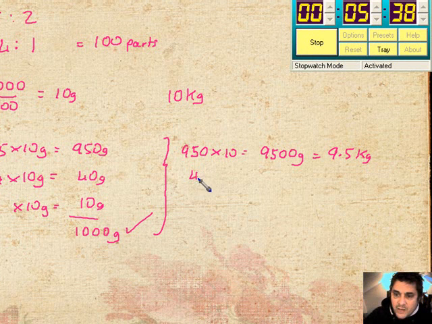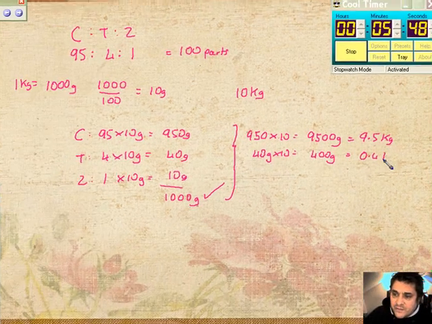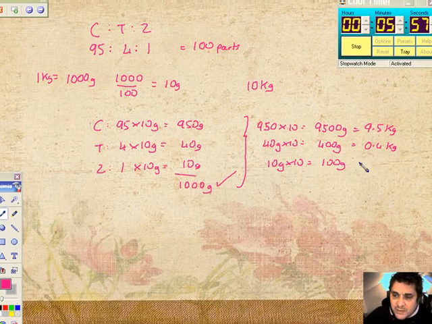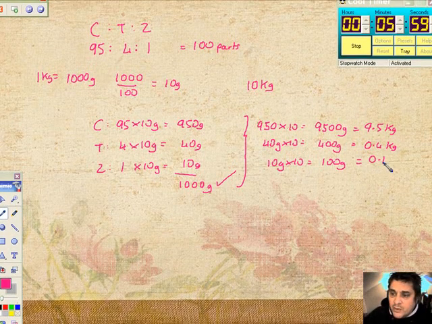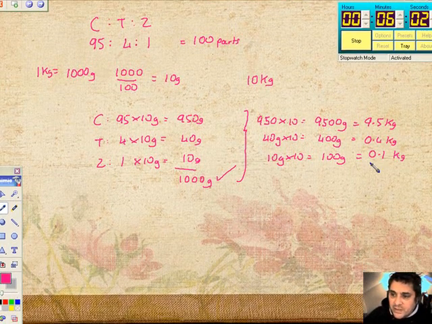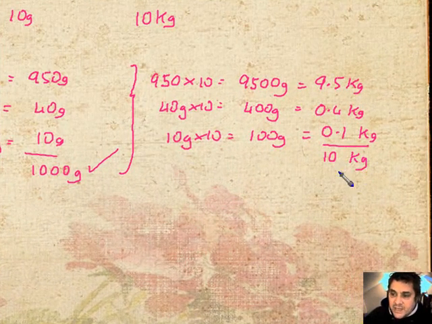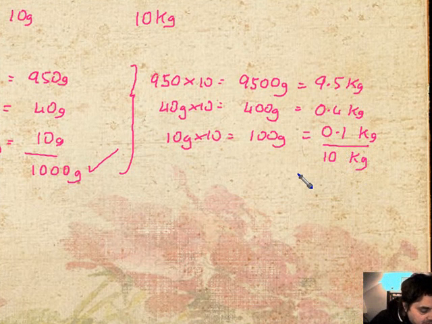Next one, 40 grams times 10. Well, that's going to be 400 grams for the tin. Keeping it all consistent, that's 0.4 kilograms. And last of all, the zinc is 10 grams times 10. Well, that's going to be 100 grams. And 100 grams is 0.1 kilograms. If you do the addition, you will see that does in fact come to 10 kilograms exactly. No point writing down the 0.0. Doesn't do anyone any good, does it?